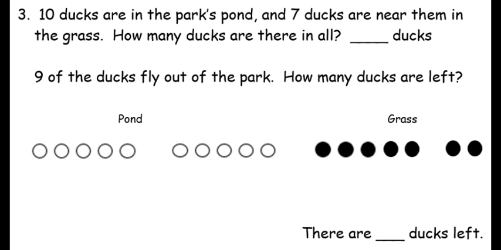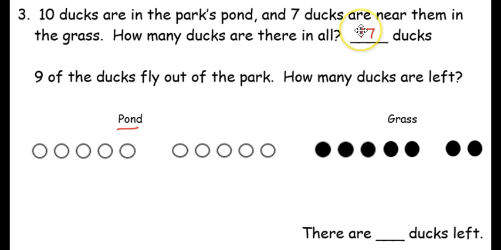Question number 3 says 10 ducks are in the park's pond and 7 ducks are near them in the grass. How many ducks are there in all? Well, 10 plus 7 is 17. The second part of the question says 9 of the ducks fly out of the park. How many ducks are left?